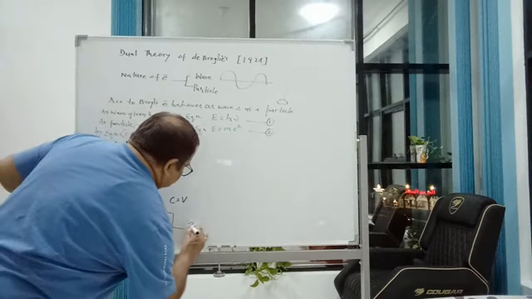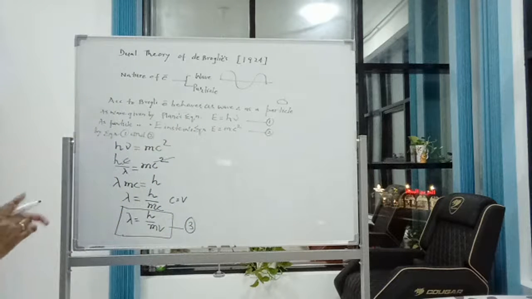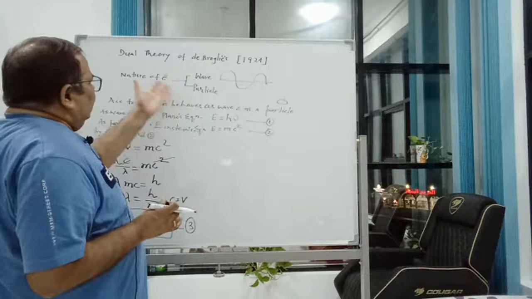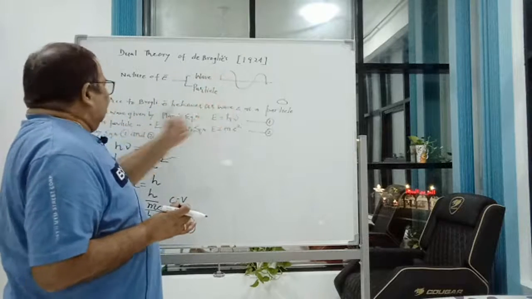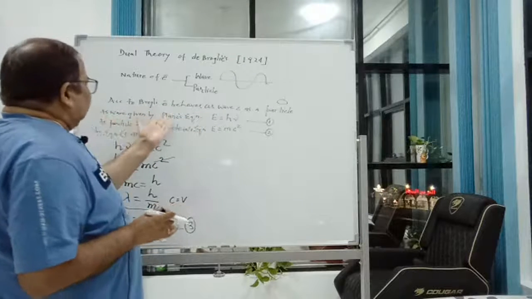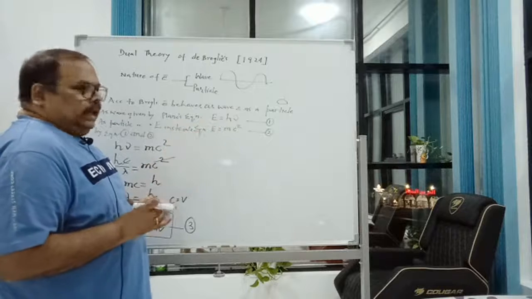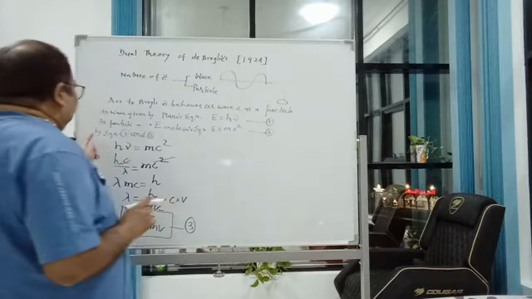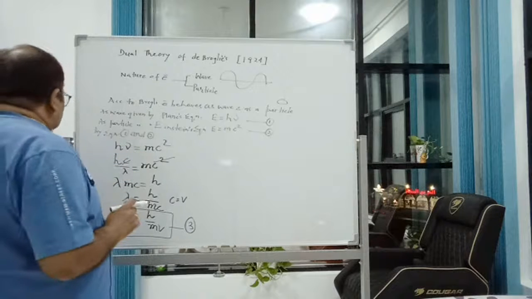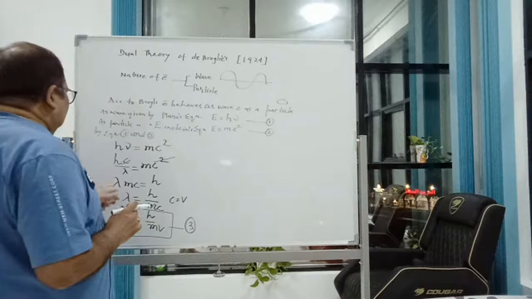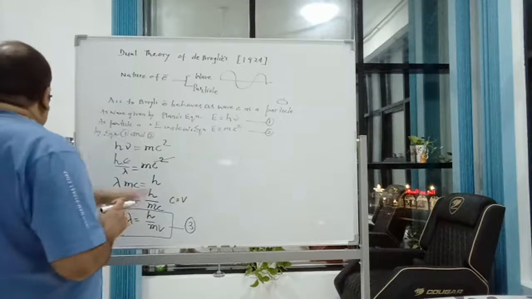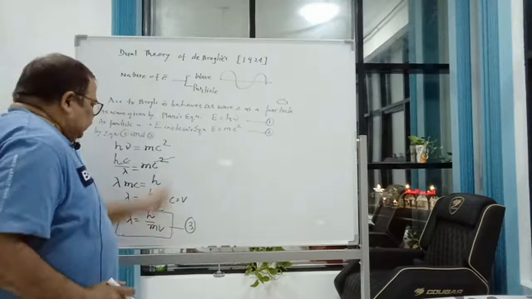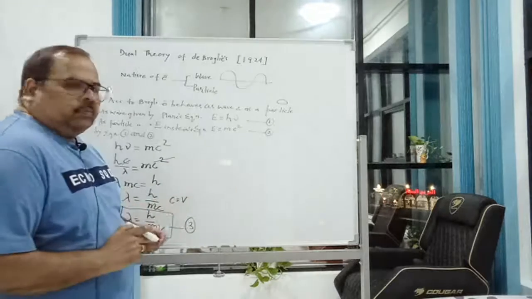Now see, this is the third equation. Very simple dual theory of de Broglie, postulated in 1924. According to de Broglie, electron behaves like wave and as a particle. As a wave, given by Planck's equation h nu, and as a particle, given by Einstein's equation mc square. By equations 1 and 2, h nu equal to mc square, then hc upon lambda equal to mc square, lambda mc equal to h, lambda equal to h upon mc, c is equal to v, so lambda equal to h upon mv. This third equation is the mathematical form of de Broglie.